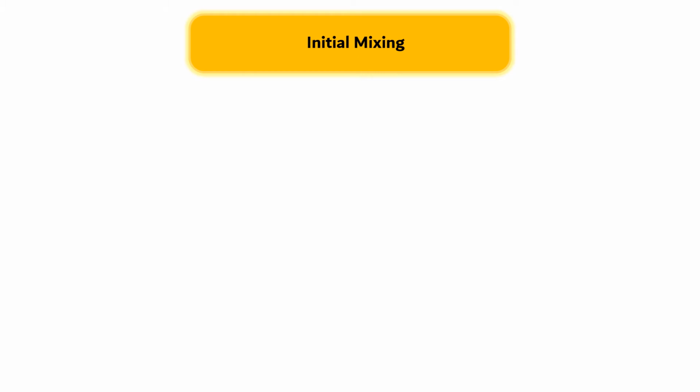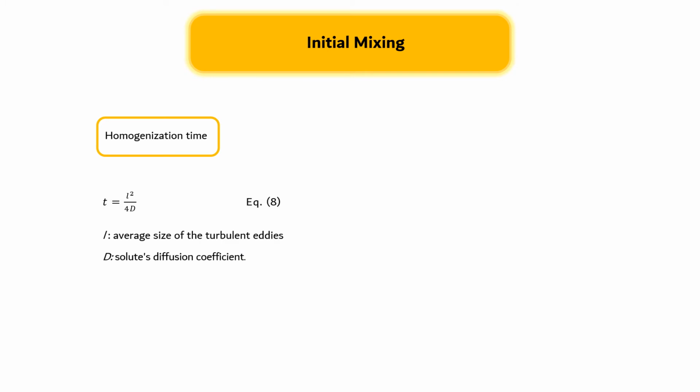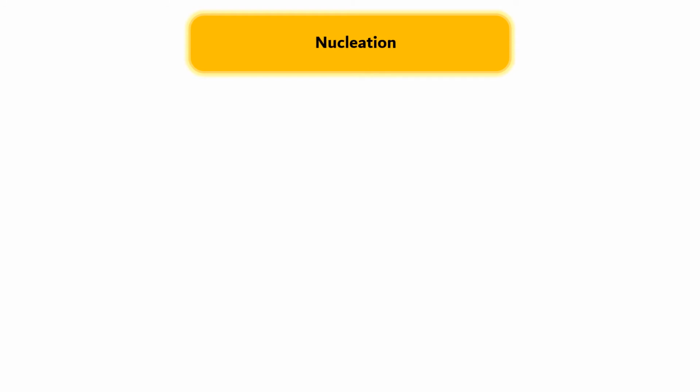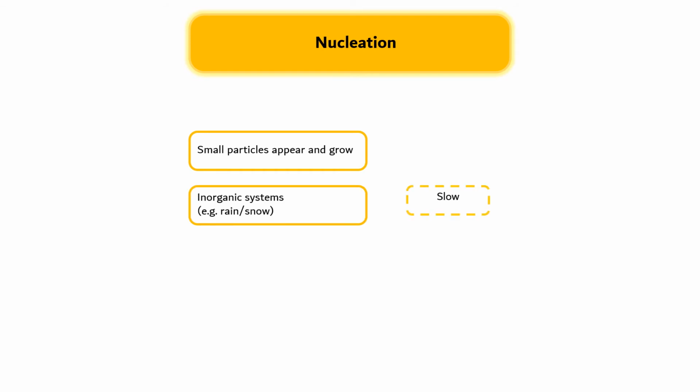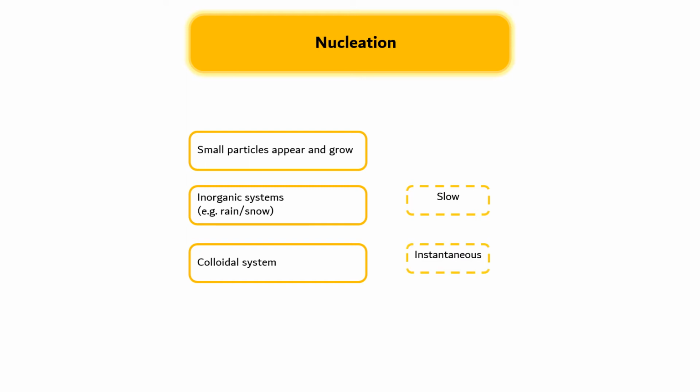Initial mixing. The time required to produce such homogeneity can be estimated using equation 8. The size of these eddies can in turn be estimated using equation 9. Nucleation is the step where small particles appear and begin to grow. In organic systems, nucleation can be slow and supersaturation can persist for long periods. However, in the colloidal systems, which are the focus here, this process is effectively instantaneous.